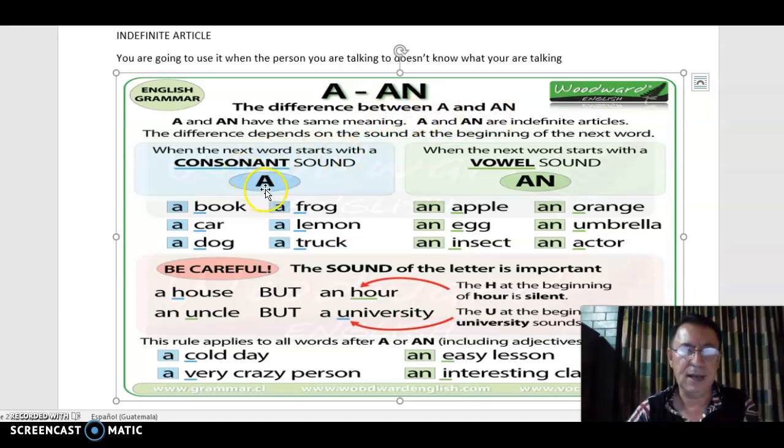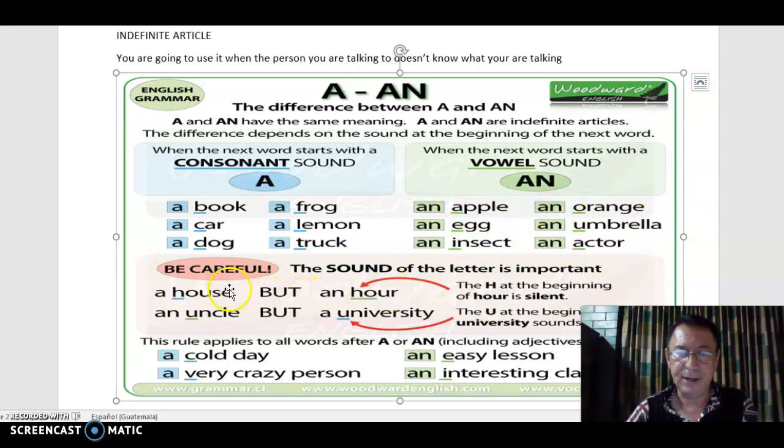You are going to use a when you have a consonant sound. For example, a book. Here is the consonant sound. A card, a dog, a frog, a lemon, a chalk. And we are going to use an with a vowel sound. Example, an apple, an egg, an insect. Here we have the vowel sound: apple, air, insect, an orange, an umbrella, an actor.